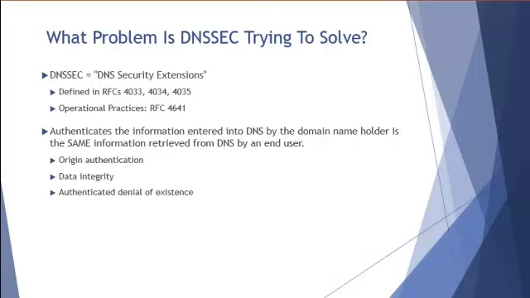DNSSEC is defined in several RFCs, initially in RFCs 4033 through 4035, and there have been several other RFCs since then addressing DNSSEC topics. These RFCs provide the foundation for basically how it works, the different resource records that are involved, etc. But I will highlight one of the subsequent RFCs, 4641, which talks about operational practices, which is also informative for those of you looking to really understand why there are different keys. We'll talk a little bit about that here in this video, but just for further information.